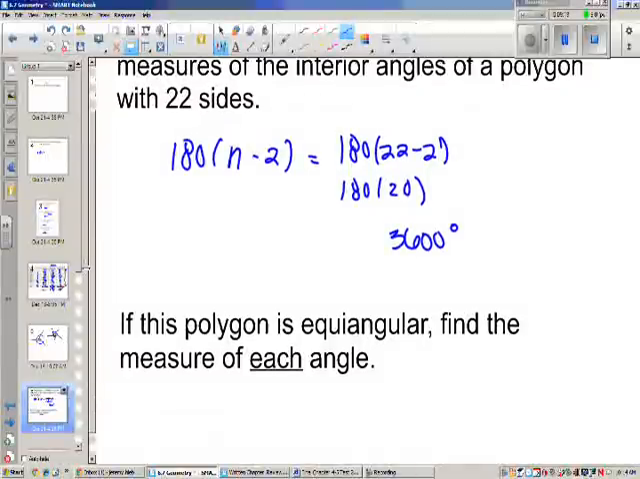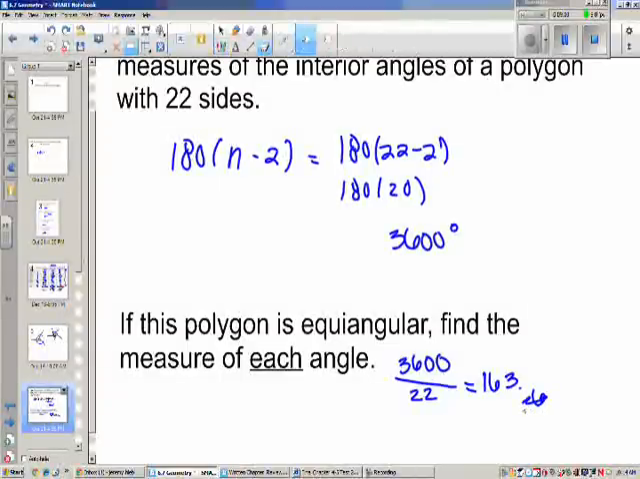And now it says if we have a polygon that's equiangular, meaning it has to be a regular polygon, they want us to find the measure of each angle. So if you recall, we take 3,600, the total, and divide it by the number of sides. In this case, we have 22. And we get an angle measure of 163.64. Oopsie. Let's erase that 6 that's way down here. 163.64.